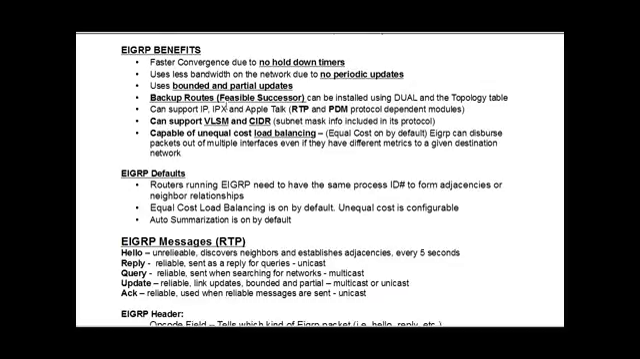And if a best route or a successor route goes down, DUAL is able to instantly, EIGRP is able to instantly install a feasible successor or backup route from the topology table. And that's pretty nice if it has it.